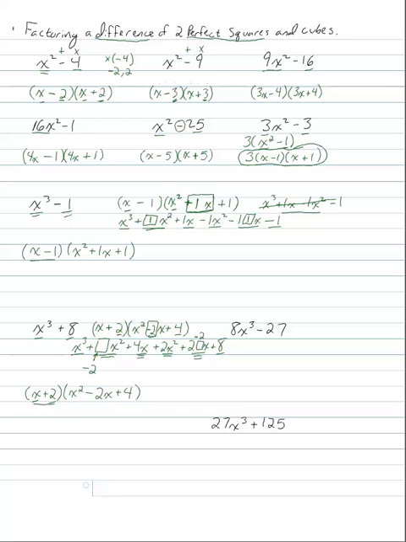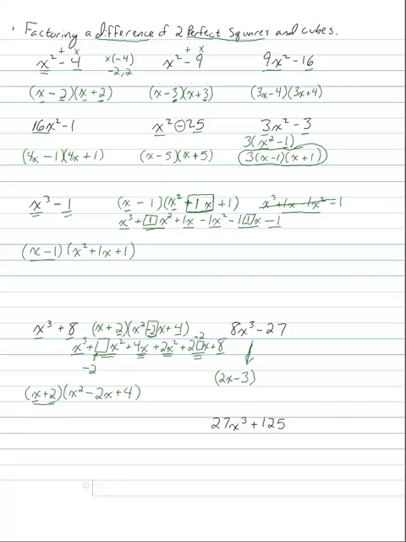So let's go ahead and apply that to our next one and see if we can figure it out. So 8x cubed minus 27. Our first binomial is going to be the cube roots. So cube root of 8 is 2. Cube root of x cubed is x. Minus 27, cube root of 27 is 3. Okay, so I got the first binomial.